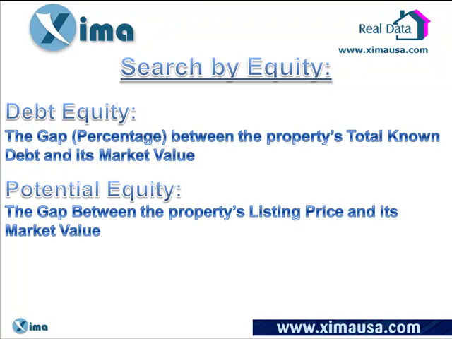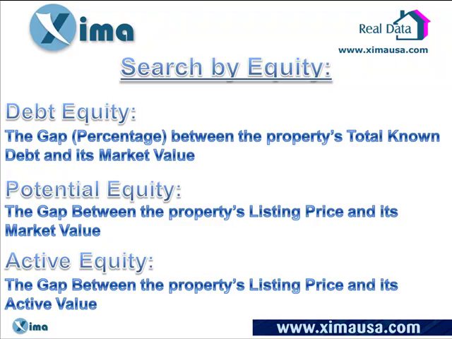We also have the potential equity. The potential equity would be the gap between the property's listing price and its market value. So whenever properties are active on the market, they're listed by a real estate agent, they have a listing price. We take that listing price and we take the market value that has been calculated by the system. The gap in between those two numbers is what we call potential equity.